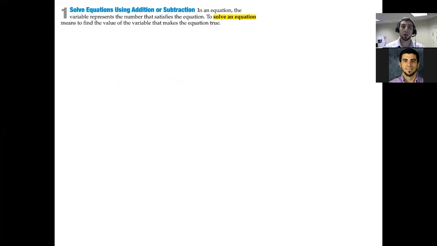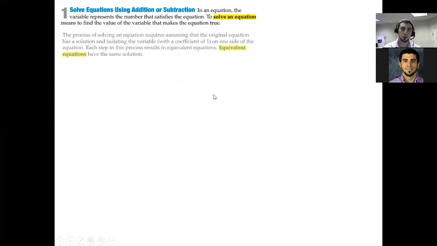division. So in an equation, the variable represents the number that satisfies the equation. To solve an equation means to find the value of the variable that makes the equation true. So the process of solving an equation requires assuming that the original equation has a solution and isolating the variable with a coefficient of 1 on one side of the equation. Each step in this process results in equivalent equations. Equivalent equations have the same solution.